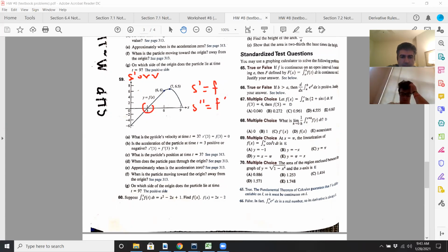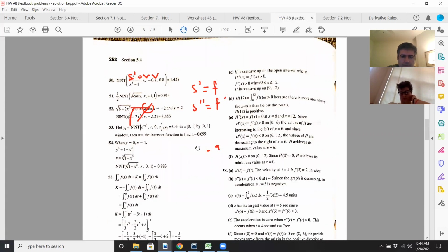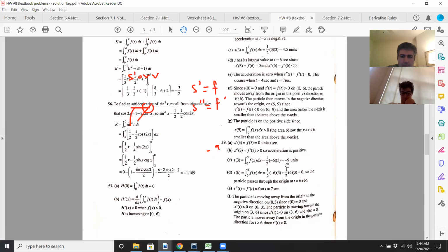You get 0. Is the acceleration positive or negative? You're taking the derivative here, which of course is positive, because S double prime is F prime, and it's a positive slope there. What's the particle position at t equals 3? That's just finding the area, which is the right triangle. The dimensions are 3 and 6, but take half of it. So you should get -9, I believe, for that one. Let's look at the answer key. Yep, -9 units.